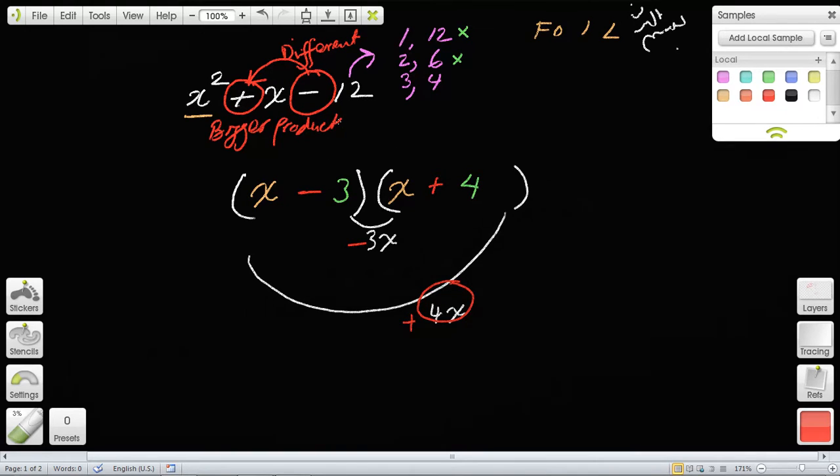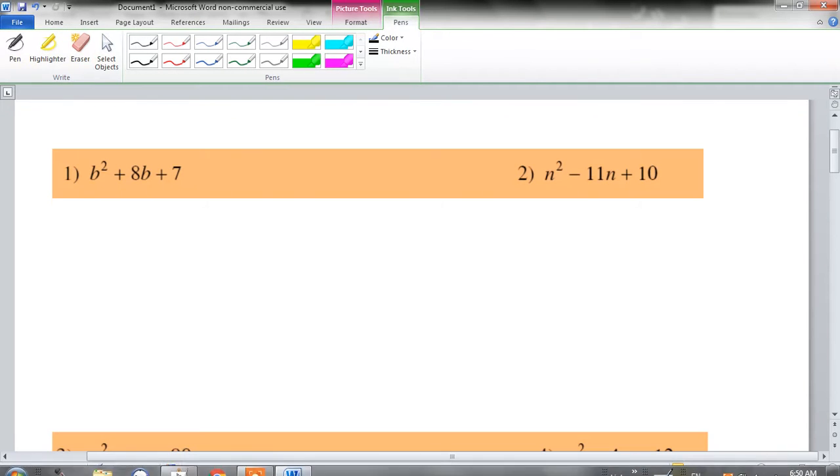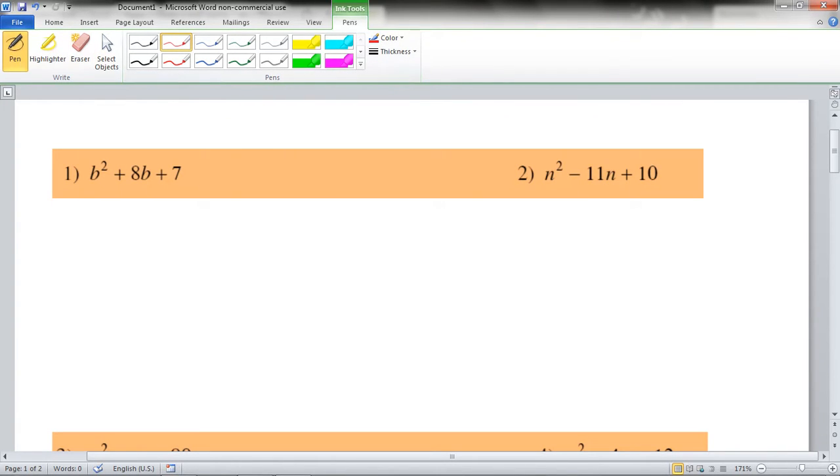Now, as I said, we're going to patiently do a few of these. So here are some examples. Let's do this one. You can try this on your own if you like.